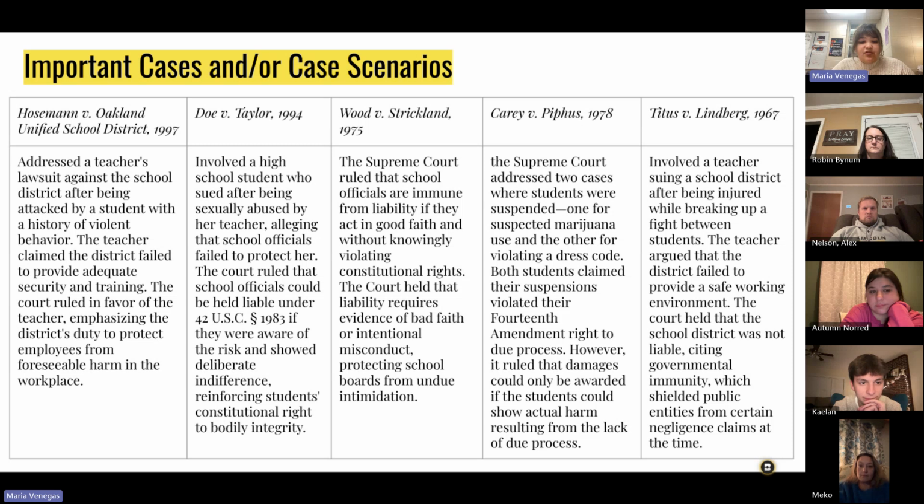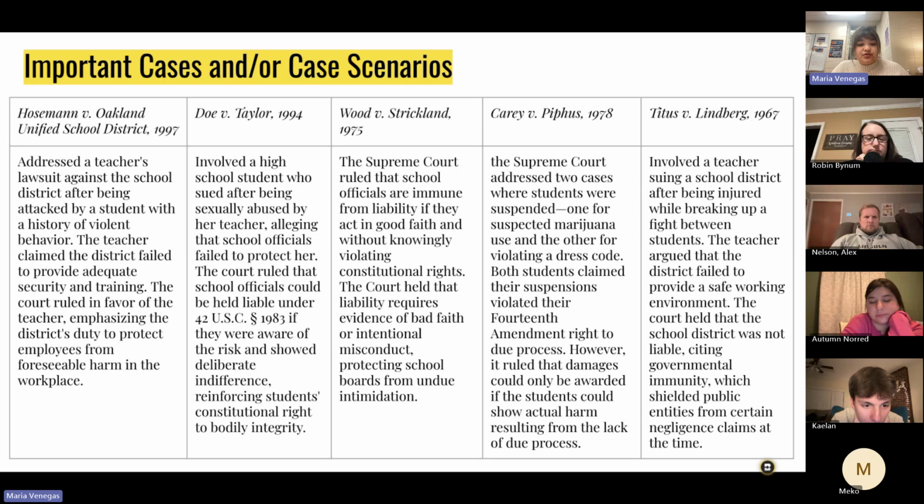Several court cases deal with liability in education. Hoseman versus Oakland Unified School District: a teacher successfully sued after being attacked, which demonstrates a school's duty to protect its staff. In Doe versus Taylor in 1994, schools were held liable for deliberate indifference in a student abuse case.